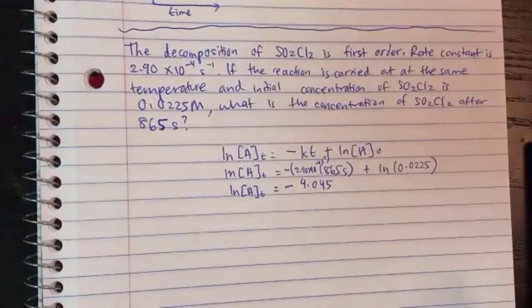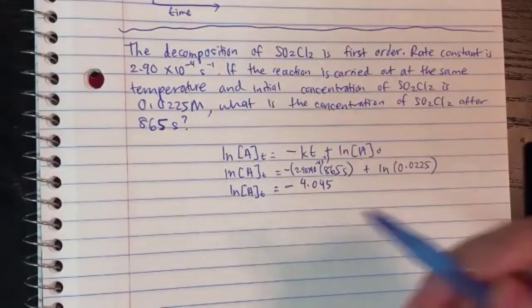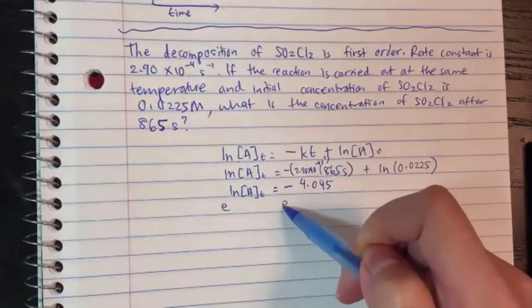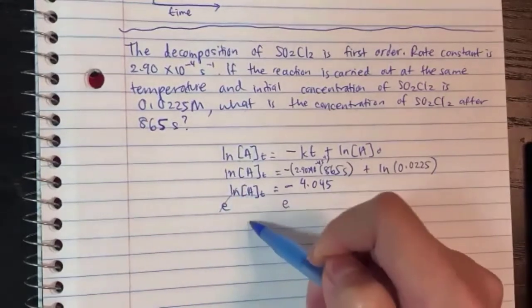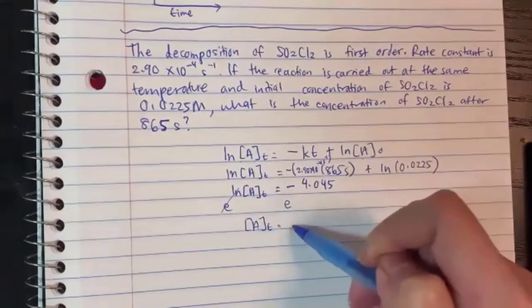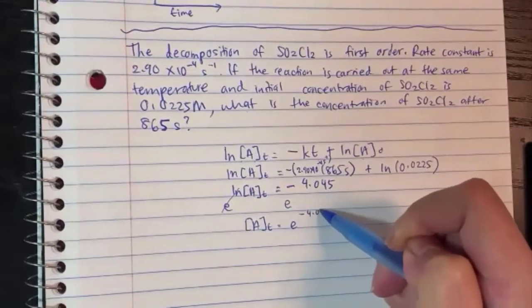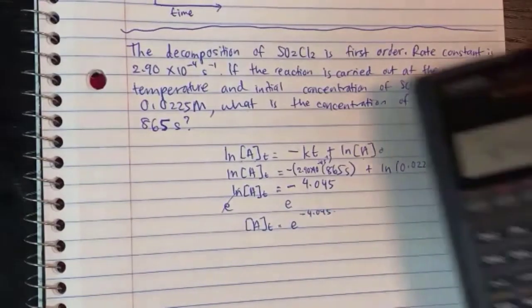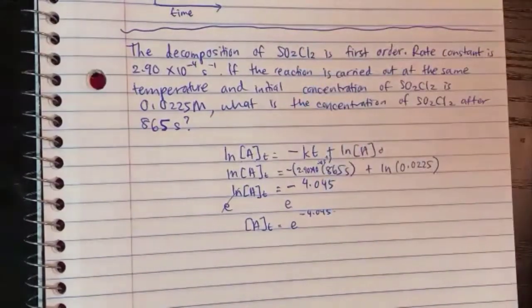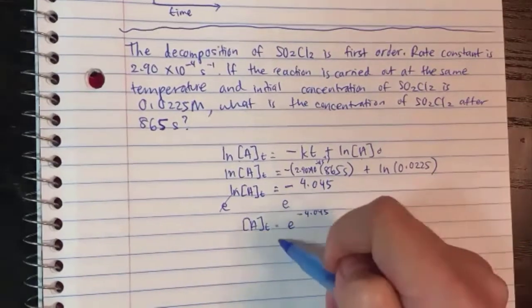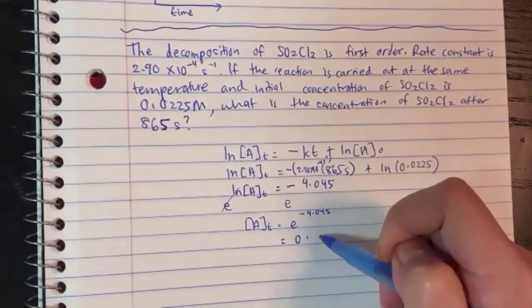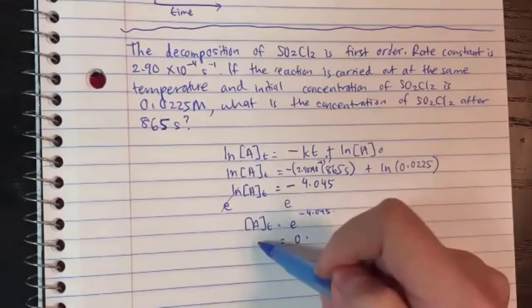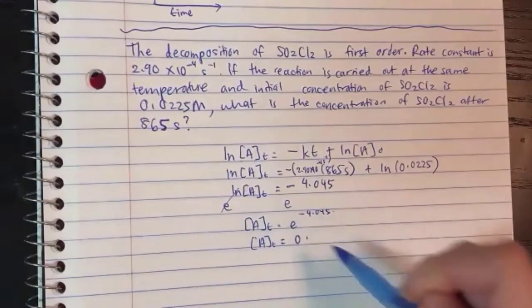And then how do you get rid of the ln? When you have ln, you take e on both sides. So you get rid of this, and then A at t is literally e to the power of negative 4.045, whatever the number that we had here. So take e to the power of that, see what you get. I got 0. Without the M, since we know the unit is going to be M here, this A at t is going to be M.